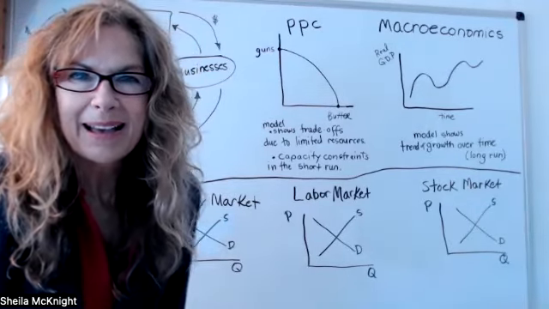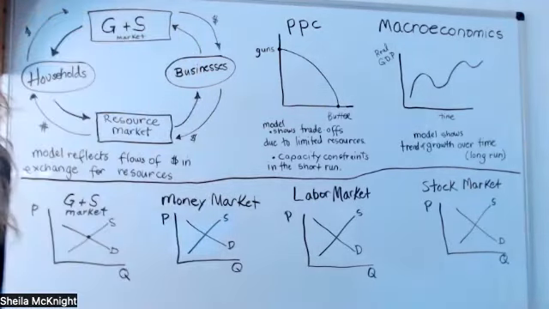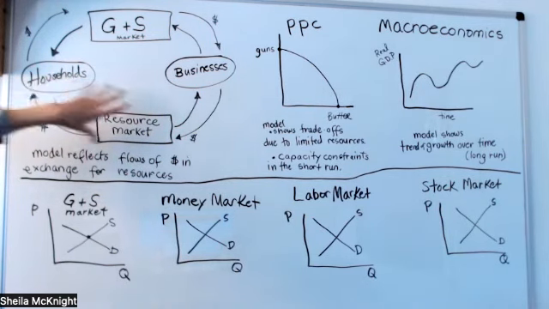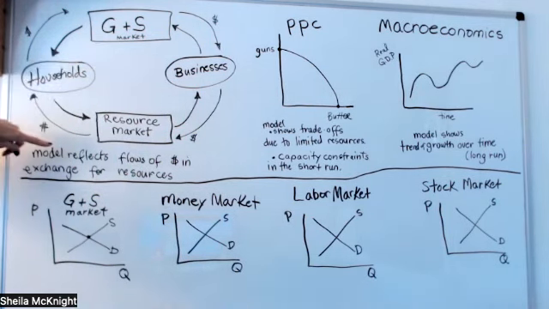Hi, welcome back. Today I want to cover the macro models we've been looking at. We've already looked at the circular flow where we have the goods and services market, G plus S, the resource market, businesses, and households. This represents an economy, and the model reflects the flow of dollars in exchange for resources.